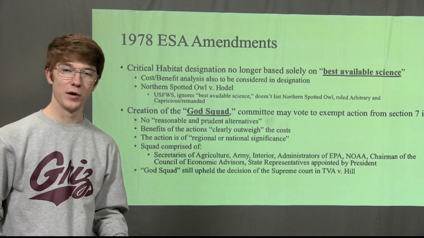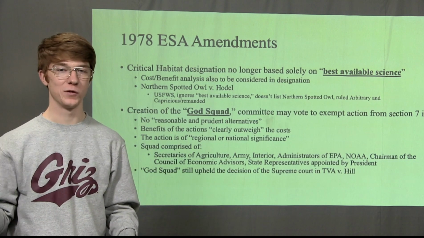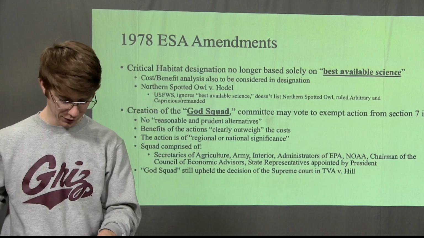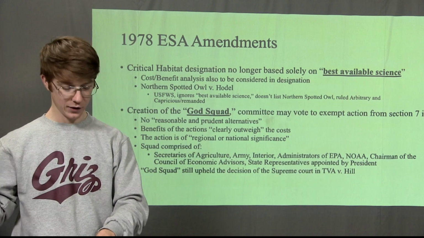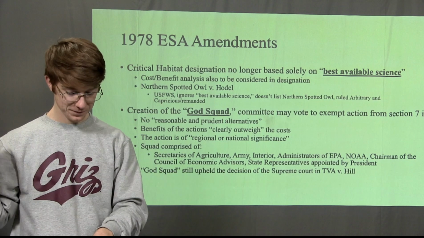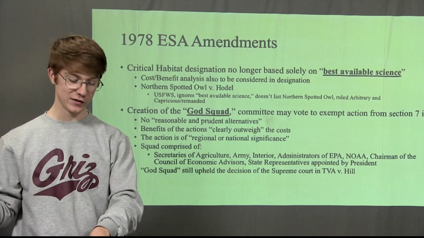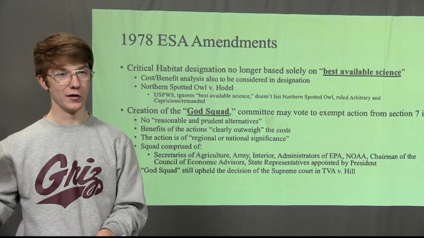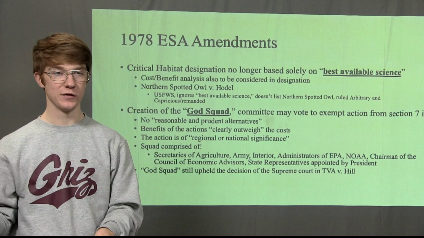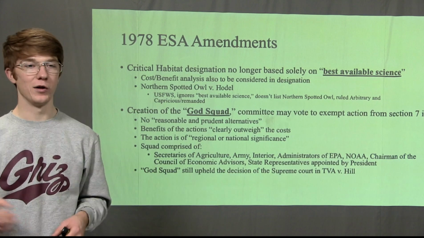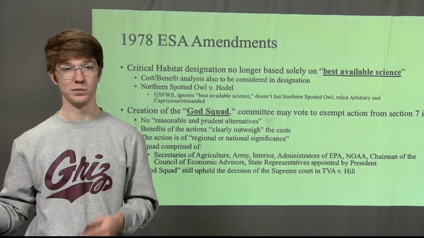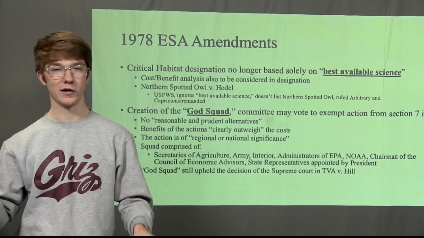All right, anyway. But who may vote to exempt an action from Section 7? The Endangered Species Committee, formerly called that, may vote to exempt an action from Section 7 authority if there are no reasonable and prudent alternatives, and the benefits of the action clearly outweigh the costs. Again, if that had been pre TVA versus Hill, well, I guess no. You know what? No, actually, we'll kind of get to that.